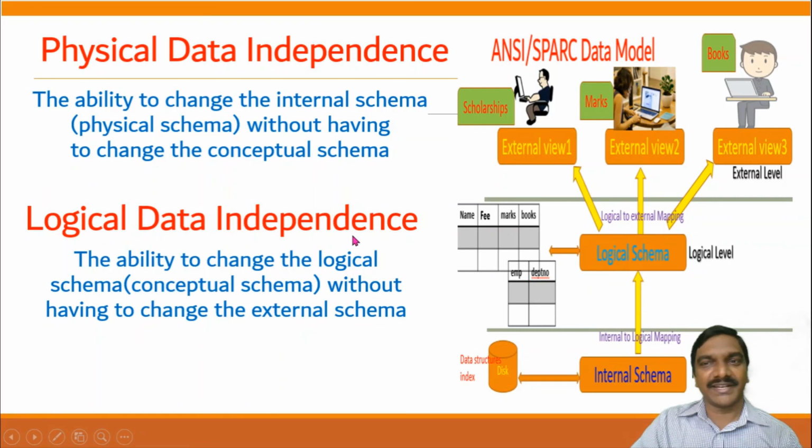Next, logical data independence means the ability to change the logical schema, the ability to change the schema without having to change the external schema. You need not change the external schema, but you can change the logical schema. These two are independent of each other. So this is called physical data independence. This is called logical data independence.